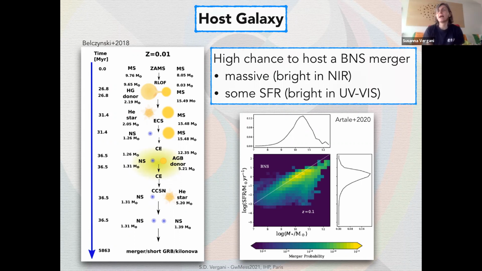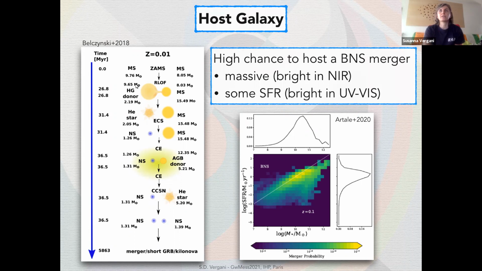Okay, so the host galaxy. To detect these galaxies, okay, galaxies are many in the universe, okay? There are really many galaxies. How can I choose which galaxy to observe to find the host galaxy of the event? I have to select galaxies that have the highest chance to be the host of the binary neutron star mergers. So how can I recognize them?